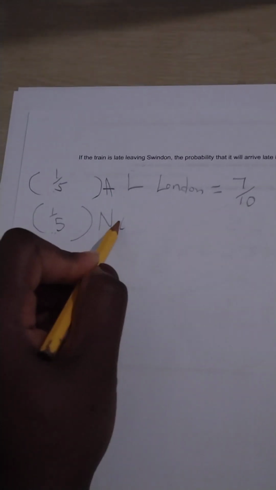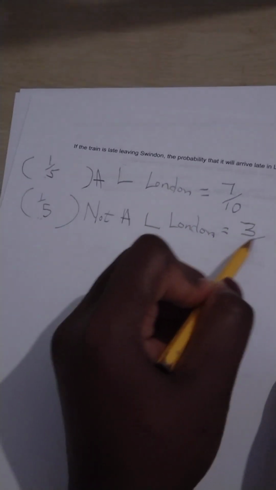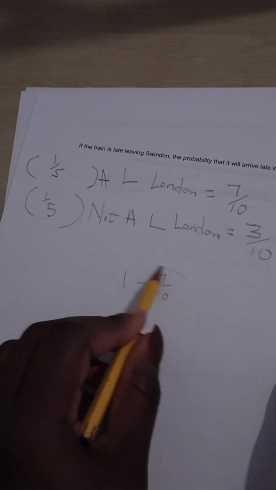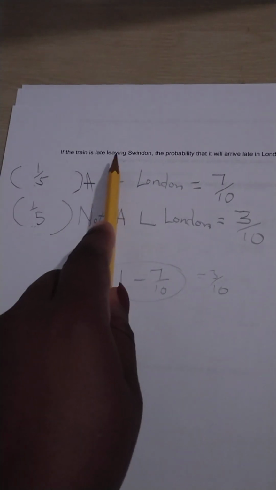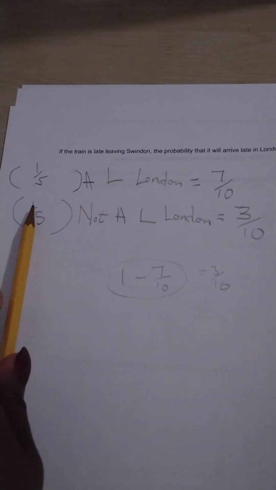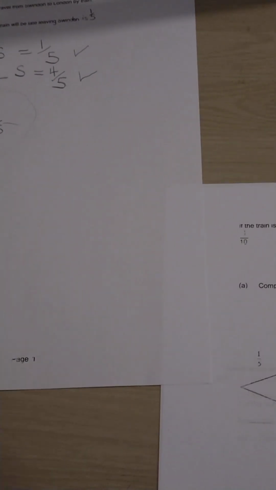Now if it is late leaving Sweden, which is 1/5, the probability that it will not arrive late in London is 1 minus 7/10, that's 3/10. Okay, so you can remember 1 minus 7/10 is what gave us 3/10. If you're struggling with that, please look at my videos on fractions. Okay, so that's not arriving late in London. That's our information there. If it is late leaving Sweden, remember late leaving Sweden is 1/5. Okay, so just going to keep that aside over there.